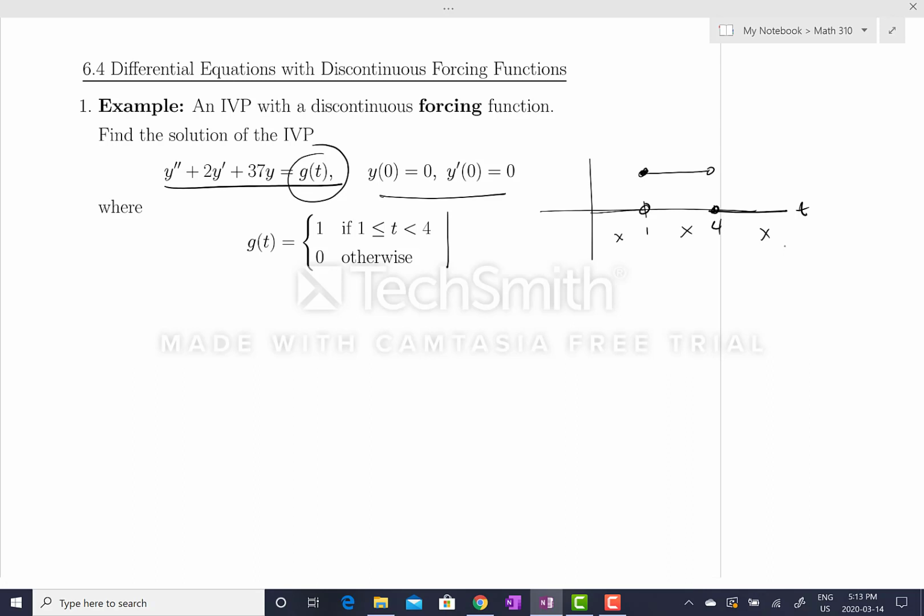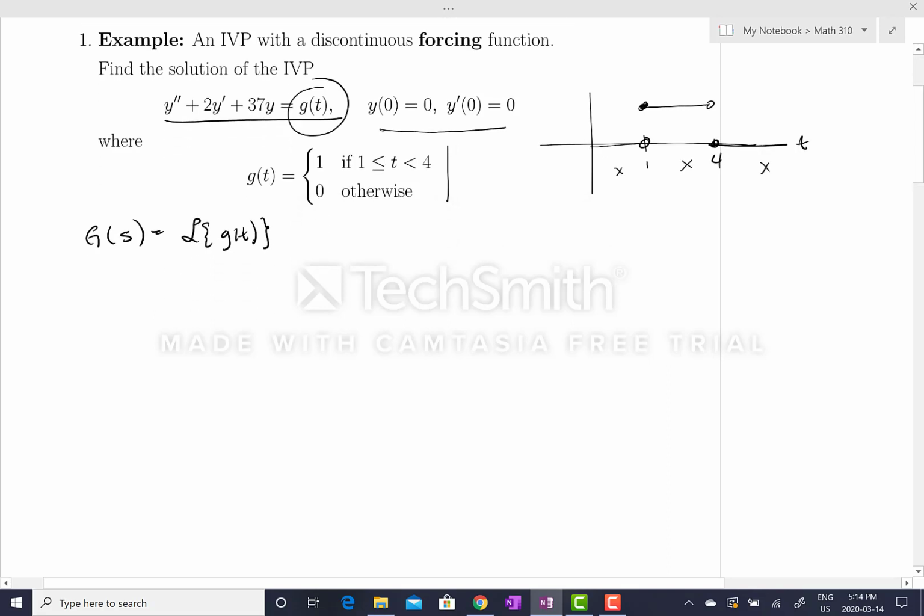First thing to get clear is a bit of terminology. Capital G of s is going to be the Laplace transform of g of t. In order to solve this initial value problem, step 1, we take the Laplace transform of both sides. So we're going to take the Laplace transform of the differential equation. We do that on both sides.